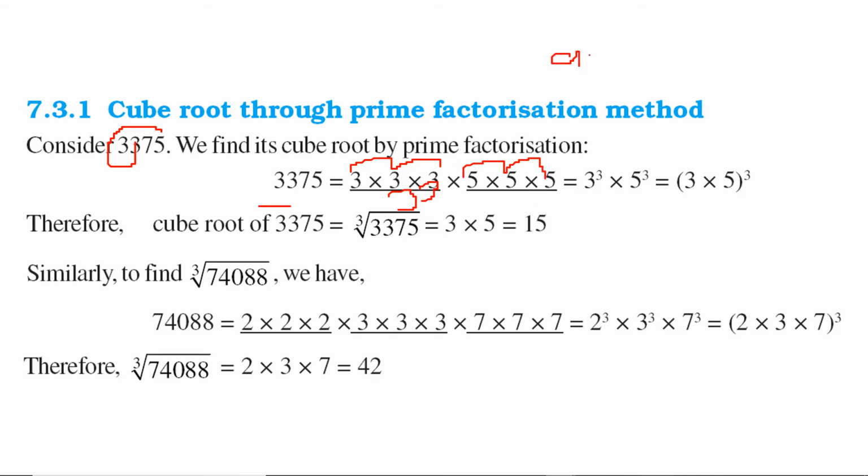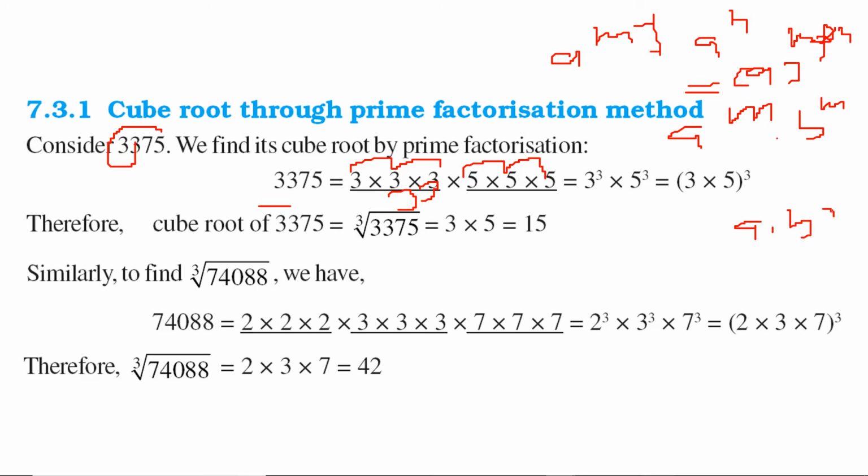So you know a to the power m into a to the power n gives you a to the power m plus n, so the powers get added. And when you have a to the power m and b to the power m, you get a into b to the power m. So 3 to the power 3 into 5 to the power 3 can be written as 3 into 5 whole to the power 3. So now when you take the cube root of this, the 3 gets cancelled, you get 3 into 5, that is 15. Similarly, to find the cube root of this, first we have to factor it.